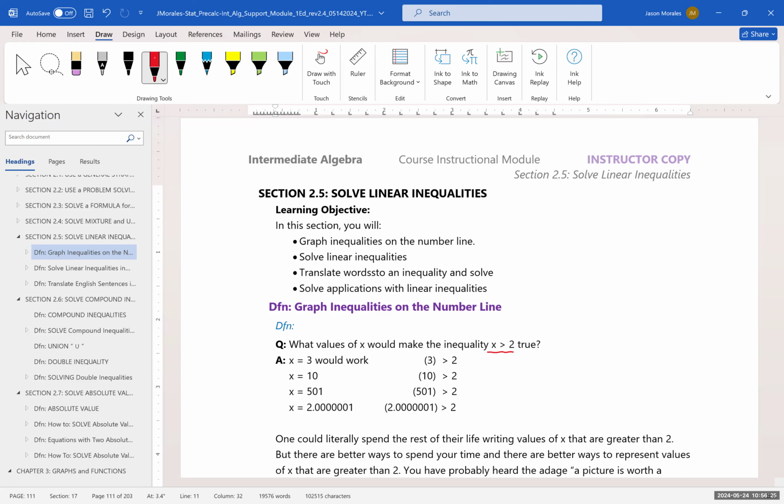So what values of x would make x greater than 2 true? Well, if x was equal to 3, that would work because 3 is greater than 2. If x was equal to 10, then 10 is greater than 2. So that works. If x was equal to 501, 501 is greater than 2. So that works. If x was equal to this decimal, 2.000001, 2.000001 is also greater than 2.